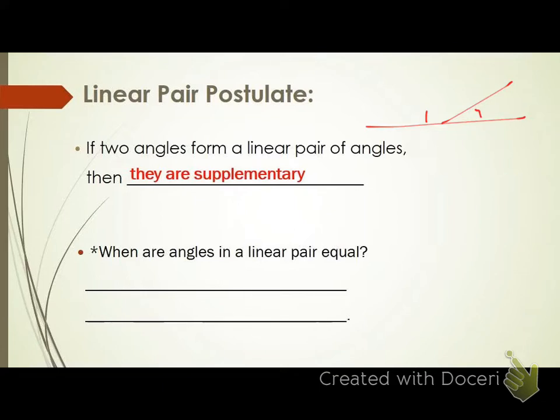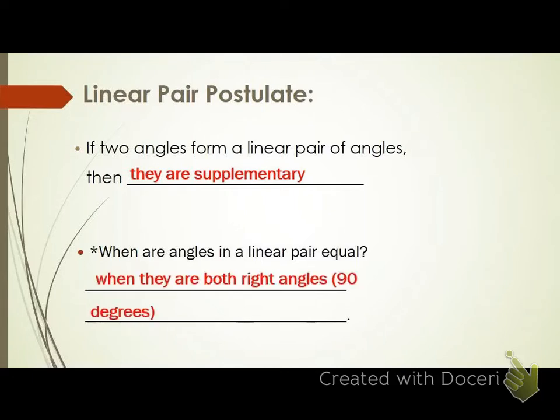Now, this is a postulate. Postulates don't need to be proven. We just accept them as being true, mostly because they make a ton of sense. Okay? Quick side note here. When are angles in a linear pair equal? If they're right angles. We talked about that a little bit before. If they're right angles, then they'll be equal, and they'll be a linear pair. I mean, they need to be adjacent, but in order to be a linear pair, the angles have to be adjacent anyway. So there you go. Little side note.